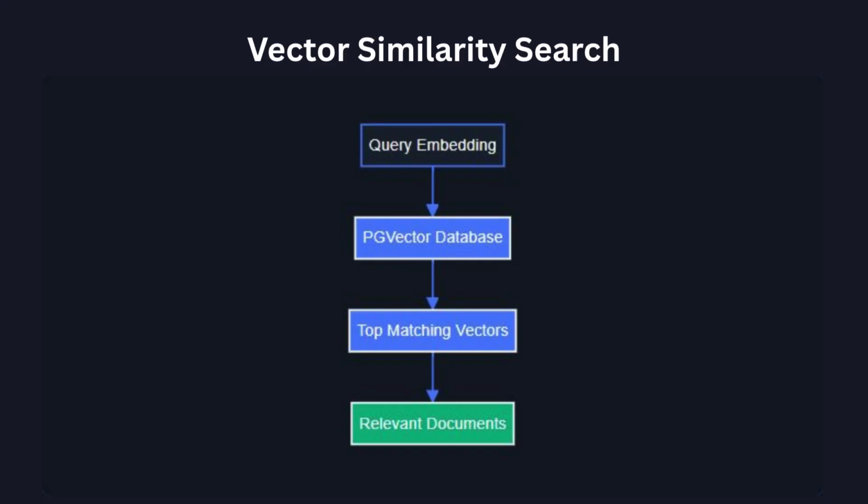By ordering results based on this distance and limiting the output, we can retrieve the top K most relevant documents. For example, a query might retrieve the 5 most relevant document chunks by ordering embeddings based on their distance from the query vector and limiting the results to 5.